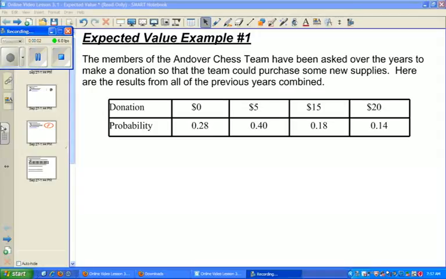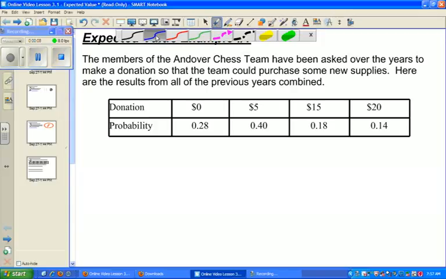Okay, today we're going to discuss the topic of expected value, and I'm going to work out this example for you to begin with. We have a few examples to study and make sure that we understand the concept of expected value. In this problem, the members of the Andover chess team have been asked over the years to make a donation so that the team could purchase some new supplies. And in the table, you'll see the results from all the previous years combined.